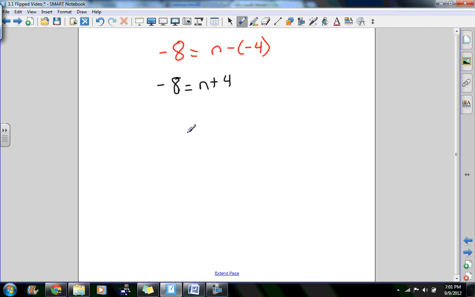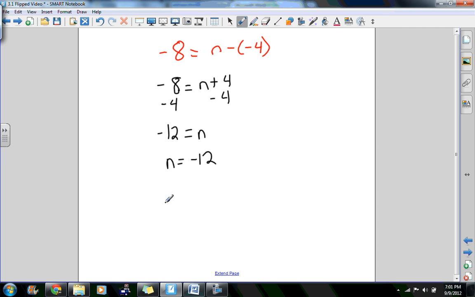Now, I can balance out the equation if I want, but I'm not going to for this one. I need to get rid of the same thing on the n side, which is +4. So I'm going to subtract 4 from both sides. So my answer is n equals -8 minus 4 more, which is -12. Or I can write it like this. Either way is fine.